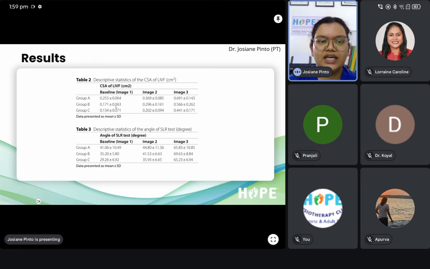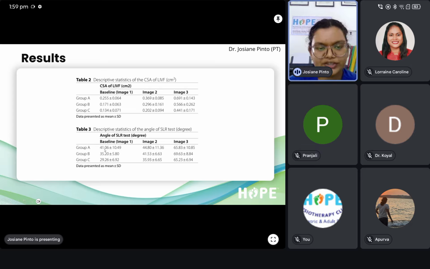Group B is 0.171, 0.269 is the increase, and finally 0.566. And in group C, it started with 0.134. After the initial positioning, it was 0.202, and finally it was 0.441, which is also significant. Now, table 3 shows you the SLR test.